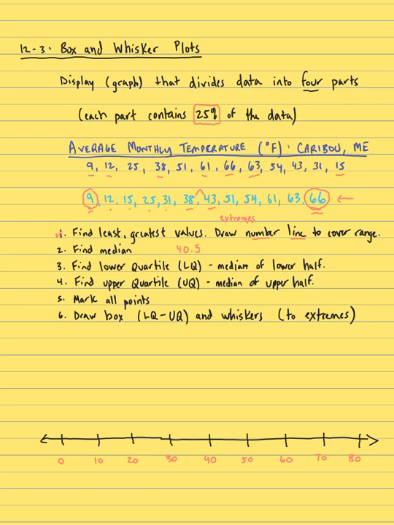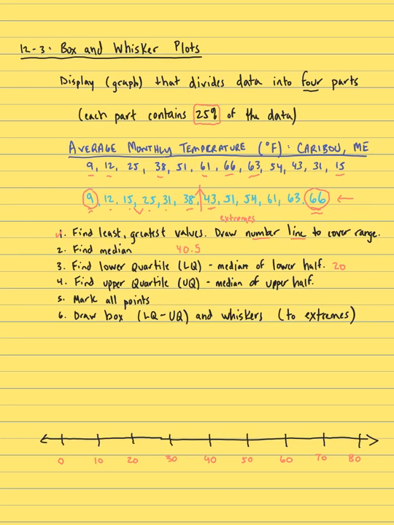Then I've got to find the LQ, which is the lower quartile. Now remember, there are 6 numbers over here. So this is a little bit more challenging. I've got to take the average of the 3rd and 4th. So the LQ in this case is going to be an average of 15 and 25, which is 20.